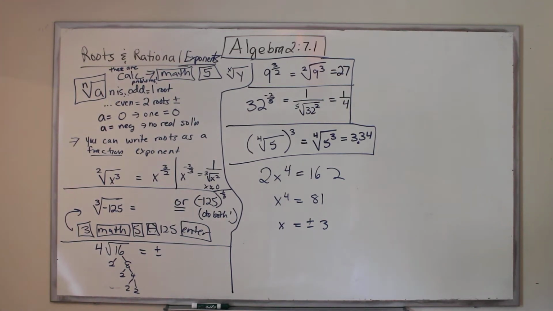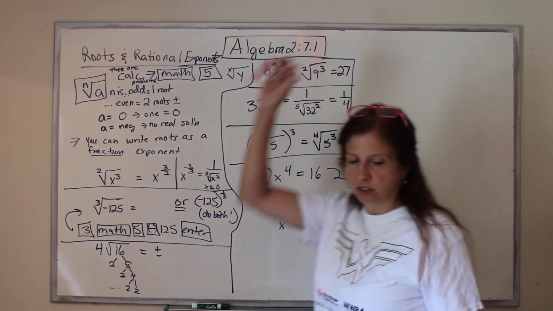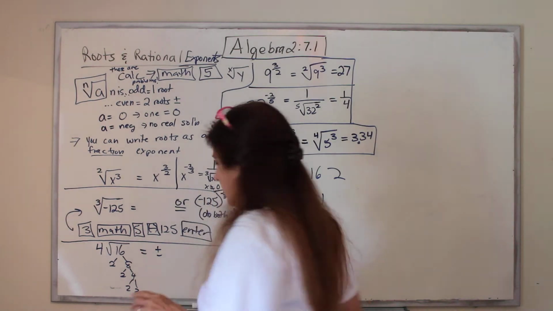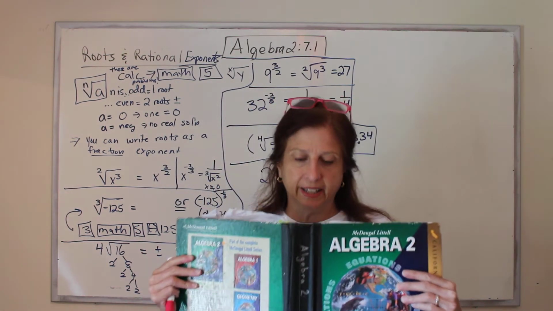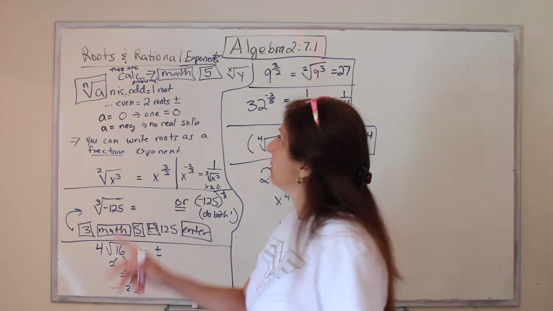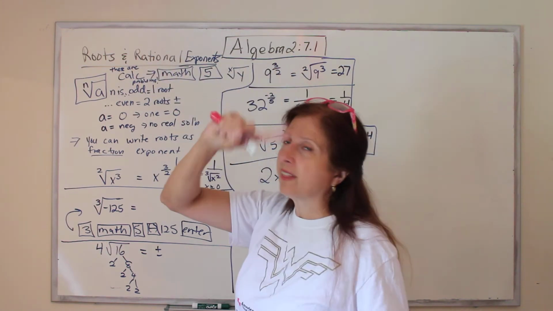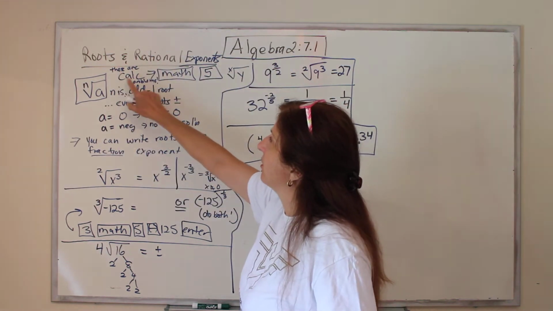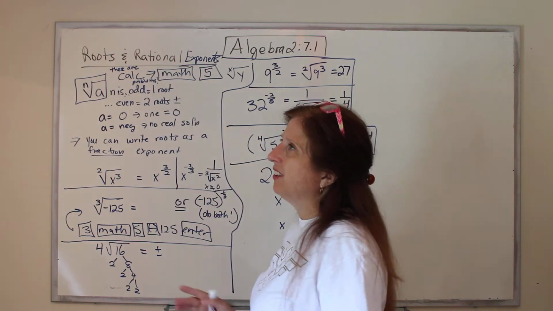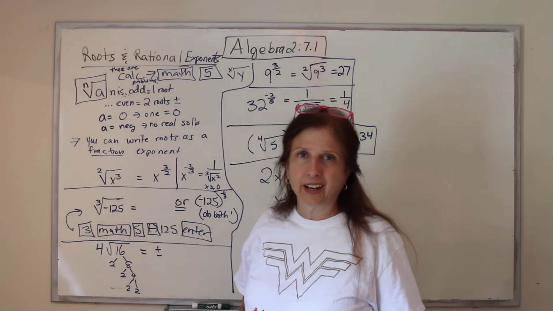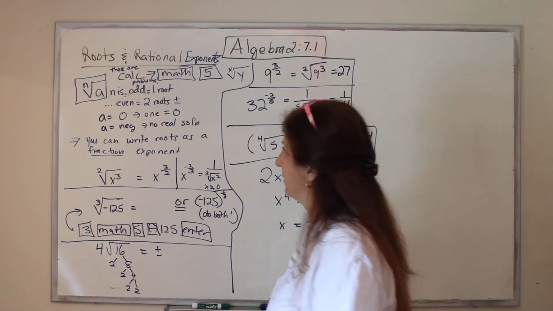Welcome back to Algebra 2, Chapter 7, Section 1 in this book. And what we're talking about is really fun. It's roots and rational exponents. And why these are fun is this. These are calculator problems. You can do them without a calculator, but you've got a calculator. Everybody's going to do them on the calculator.